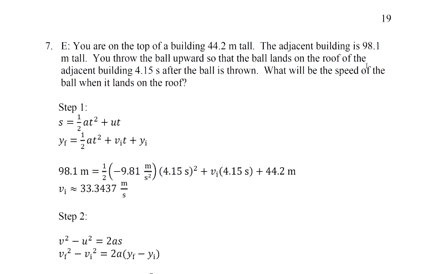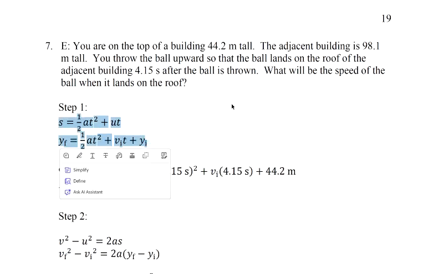Question 7. You are on top of a building 44.2 meters tall. The adjacent building is 98.1 meters tall. You throw the ball upward so that the ball lands on the roof of the adjacent building 4.15 seconds after the ball is thrown. What will be the speed of the ball when it lands on the roof? So we're going to use this equation. It's a SUVAT equation.